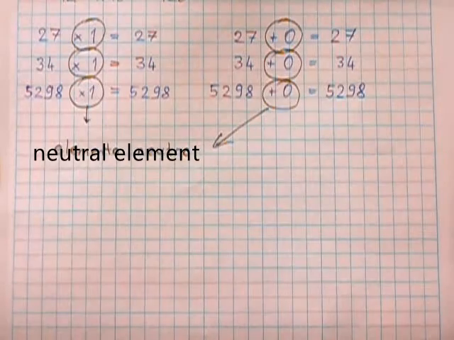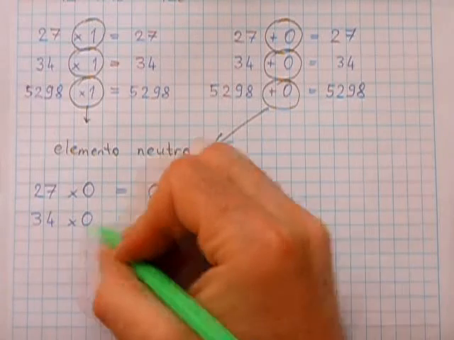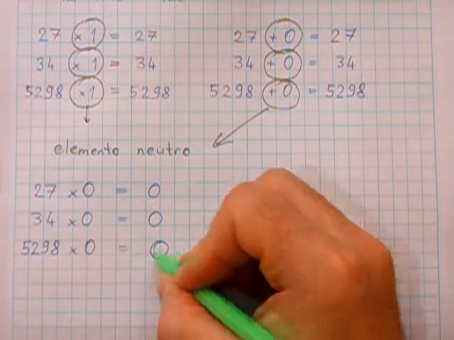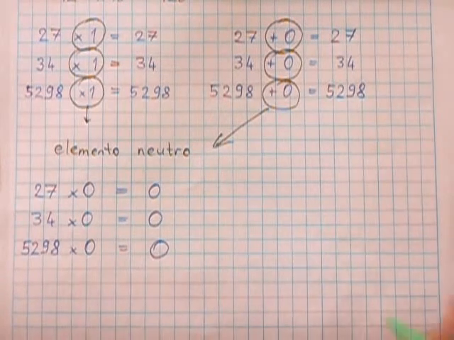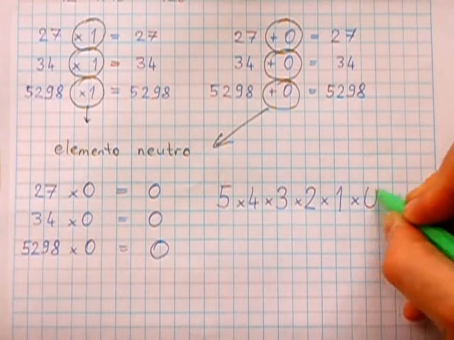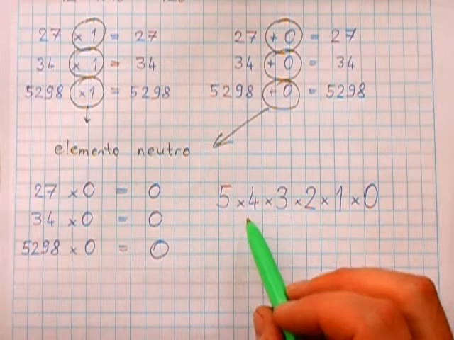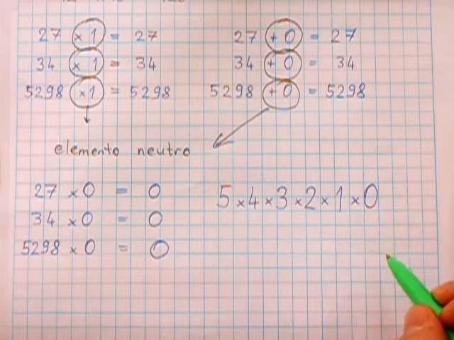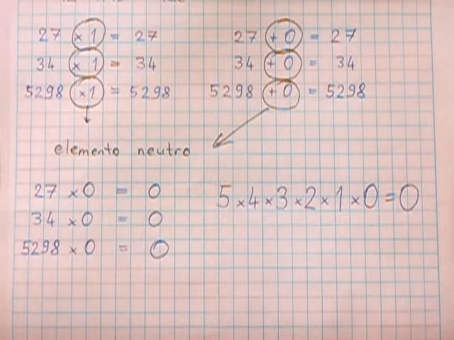Now what happens when we multiply by 0? The result is 0, no matter the number we begin with. This is logical. Many times nothing is still nothing. Knowing this may save you some work. For example, what is the result of this multiplication? I don't need to begin multiplying 5 times 4, then times 3 and so on. I can see straight away that this multiplication contains a 0, so the whole product is 0.